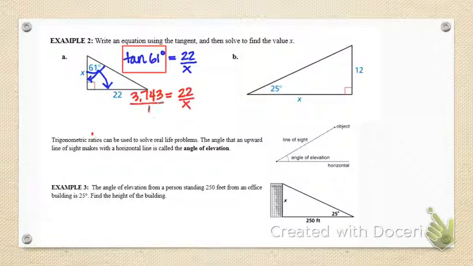So this is a proportion, right? Remember how we solve proportions? We're going to cross multiply and solve. When I cross multiply and solve this, I get x equals 5.877, and I'm going to round that to 5.88.